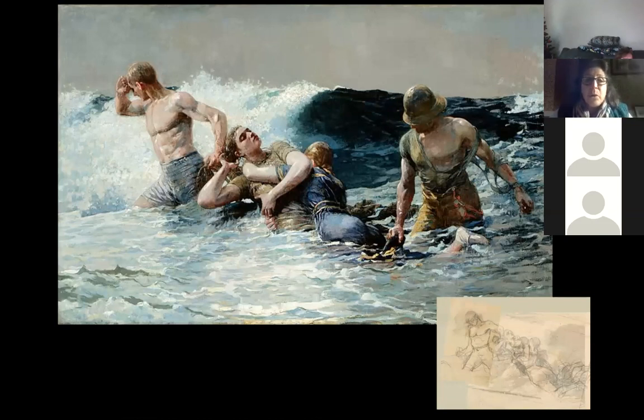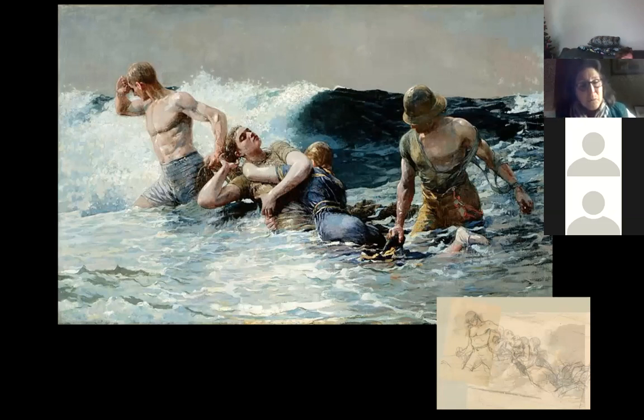And The Undertow is basically, and the story behind this is that when he was in Atlantic City, he witnessed a couple of very serious incidents that involved people getting caught out in the waters, both in boats or swimming. And so here you have these two lifeguards that are trying to rescue these two women. It shows the idea of struggle and very much strength.